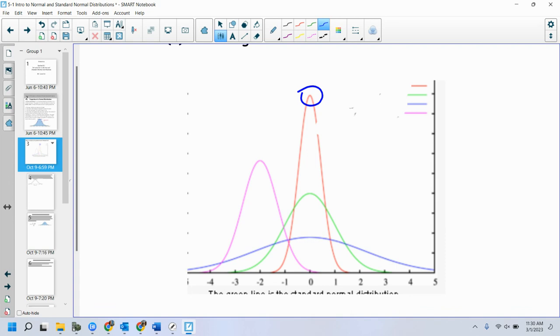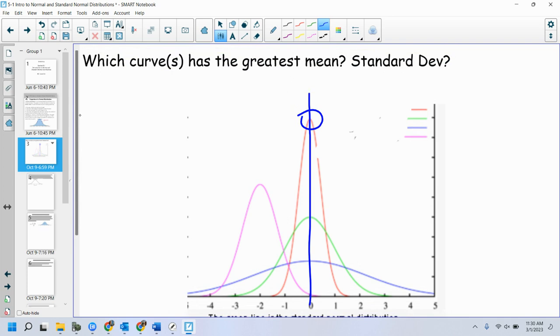Where is the mean located? Along the x-axis, the middle, right? So looking here, here, and here, all those have a mean of 0. All these three means are equivalent. So what does the height of the graph actually mean? Where the data is located, right?